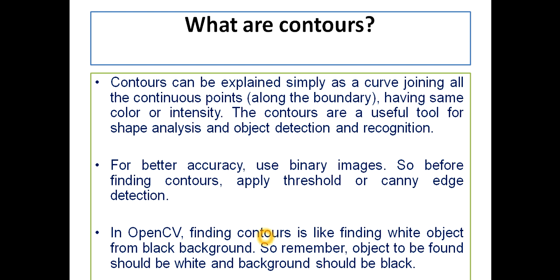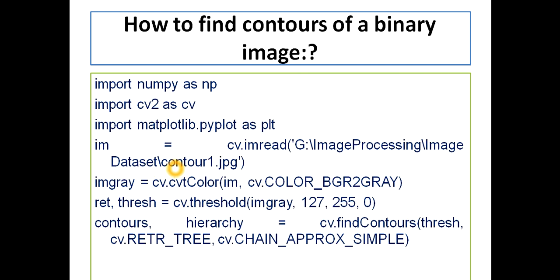So in OpenCV, finding contours is like finding white objects from a black background. So when we need to find contours, what are we actually doing? We are trying to find a white object from a black background. So remember that the object to be found should be white and the background should be black. That's why I'm saying that we use binary images. Now, how to find contours of a binary image?